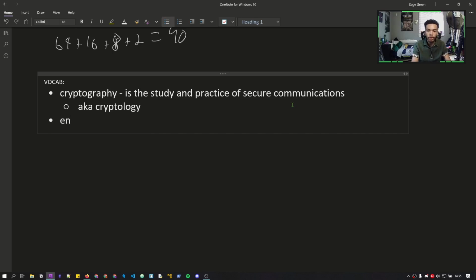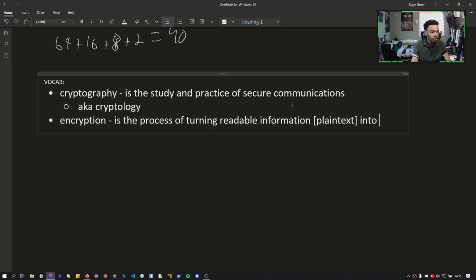Now we're going to talk about encryption. Now encryption is the process of turning readable information, and this readable information is called plain text, all right? It turns this readable information into unreadable information.